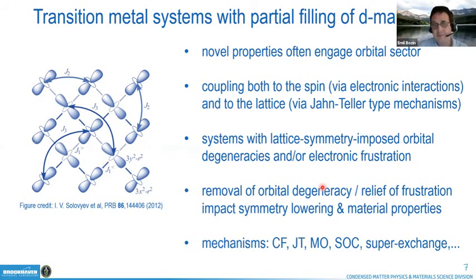And then of particular interest are systems with lattice symmetry imposed electronic instabilities such as orbital degeneracies and/or electronic frustration. And this comes about because removal of these instabilities, orbital degeneracies and relief of frustration, impacts symmetry lowering and affects materials properties. The mechanisms of orbital degeneracy lifting are numerous: crystal field, Jahn-Teller, molecular orbital, spin orbit coupling, and so on. And sometimes they compete, sometimes they're acting in cooperation.